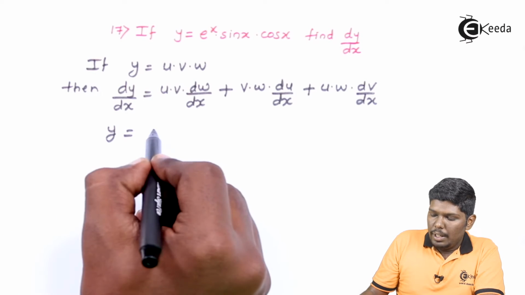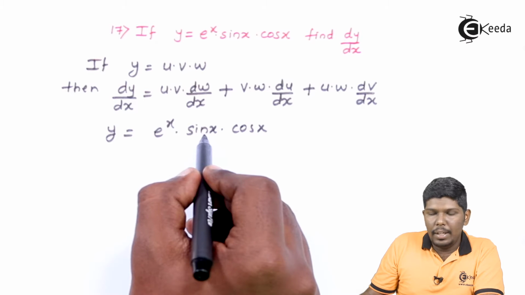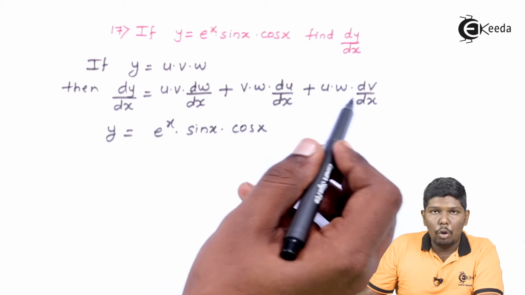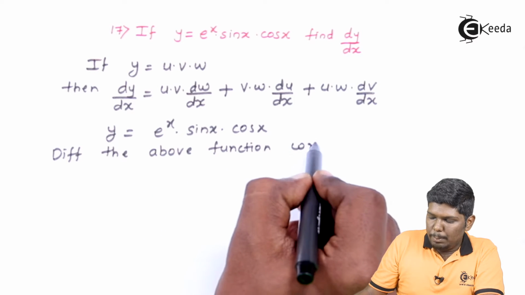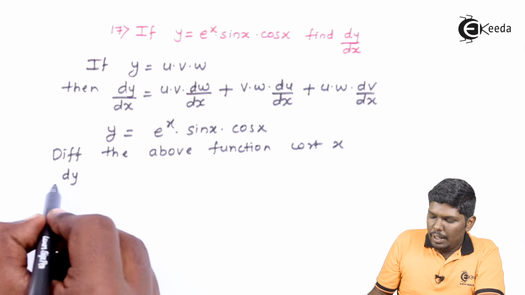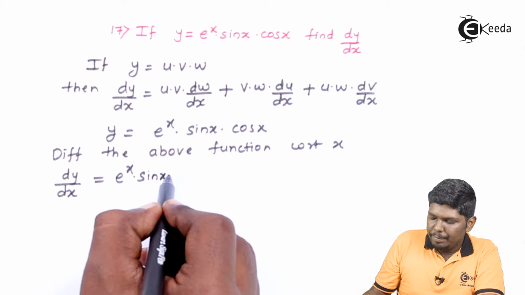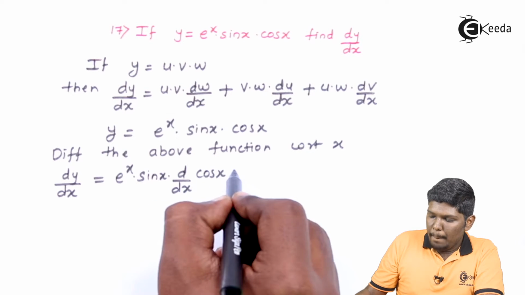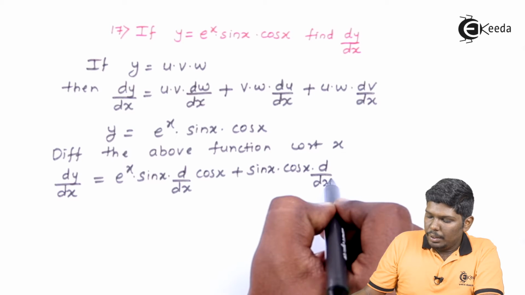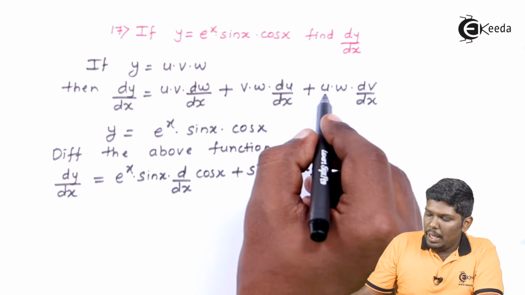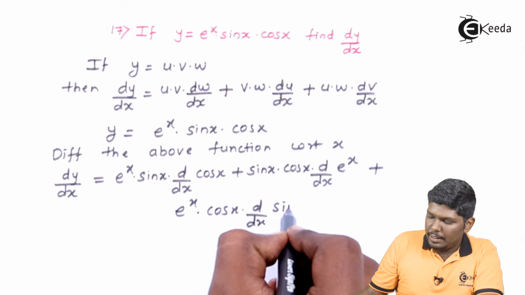So y is equal to e raised to x into sin x into cos x. Considering first term as u, second term as v, and third term as w, we are going to solve this using this formula. Differentiating the above function with respect to x, derivative of y will give you dy by dx. Let us start arranging. u into v, that is e raised to x into sin x, derivative of w, that is cos x. Plus we have vw, so sin x into cos x, derivative of u, that is derivative of e raised to x. Plus we have u into w, e raised to x into cos x, derivative of v, that is sin x.